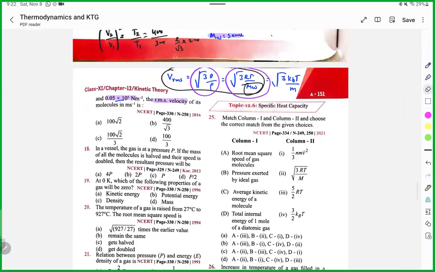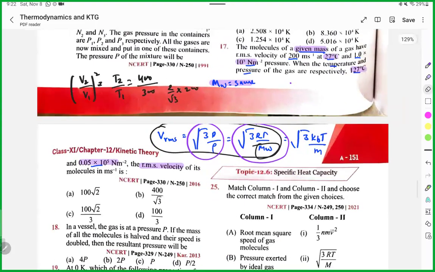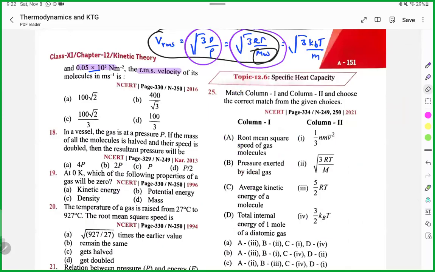Sir, I had a doubt in the question. Which one? This one? No, sir. 17. The one I sent in the group, sir. Yeah, I've seen this question.